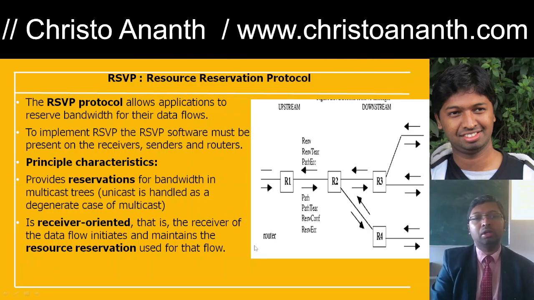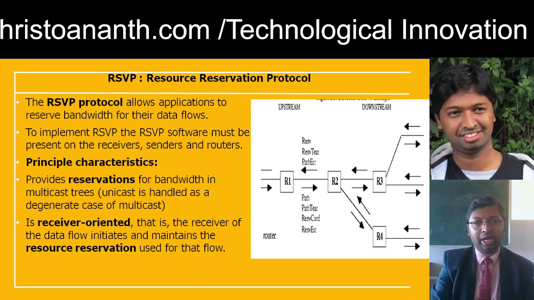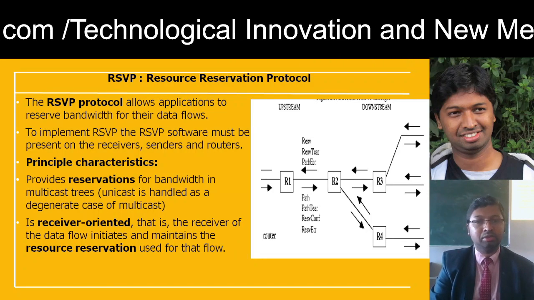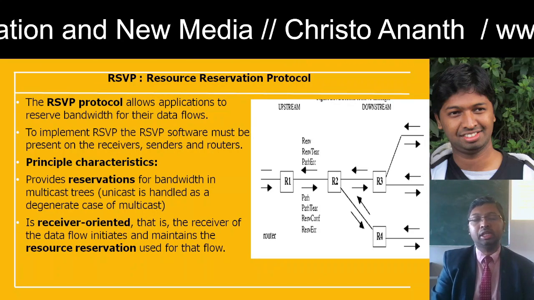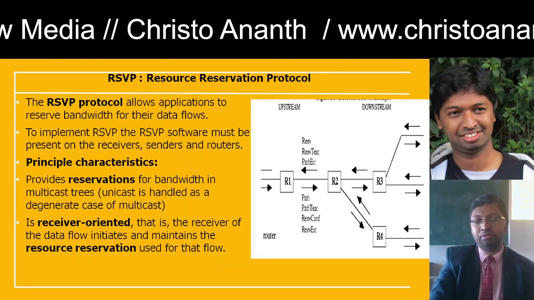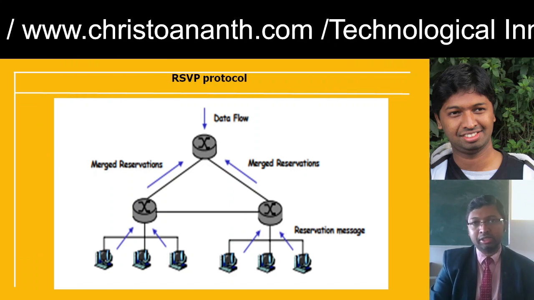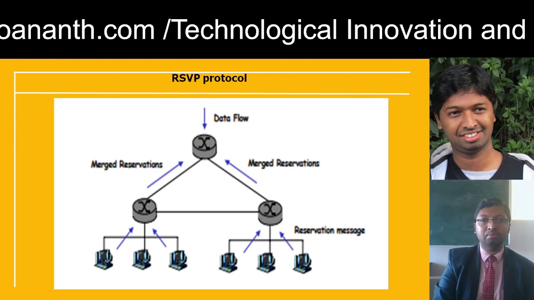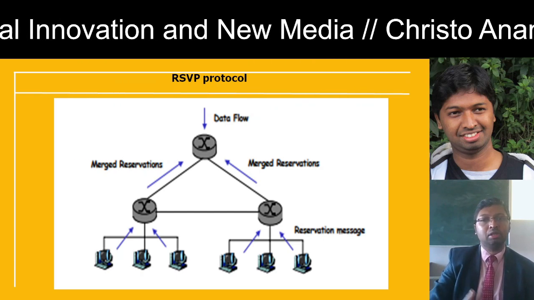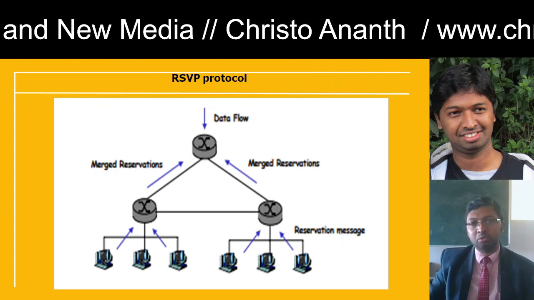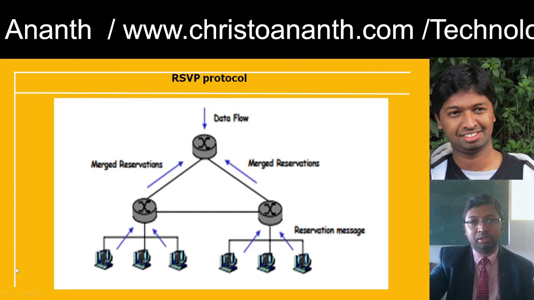It is going to provide reservations for the bandwidth in the multicast trees, and it is receiver oriented, which means that the receiver of the data flows is going to initiate and maintain the resource reservation used for that flow. So these are the resource reservation protocol features. We have data flow and merge reservations going on. Here the reservation message is sent by the computers across the routers. So the merge reservations are once again cumulatively growing across the entire network.